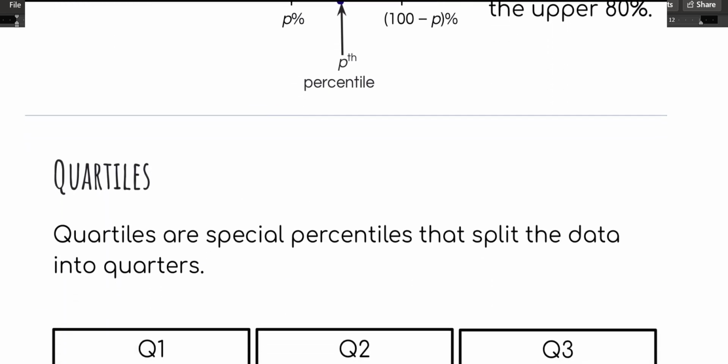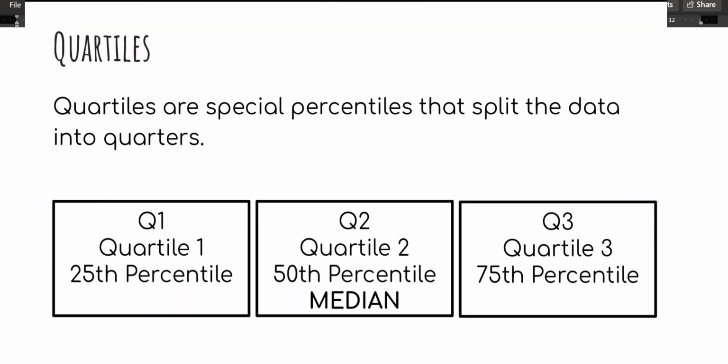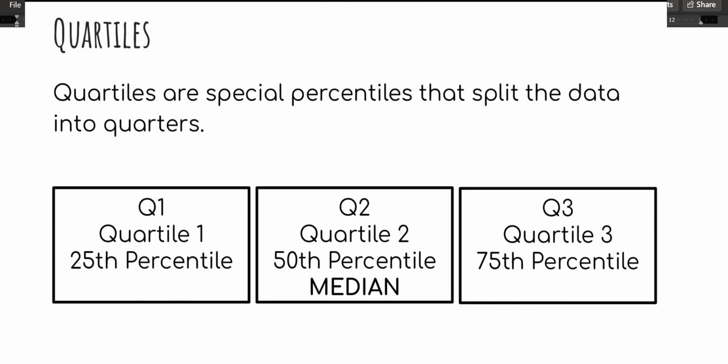So there are ways to find any percentile you want. We're going to focus specifically on 3 special percentiles. We call them quartiles. They split the data into quarters. So I always think 4 quarters make a dollar. So 4 quarters make a whole. So the first one is Q1, which is quartile 1, the 25th percentile.